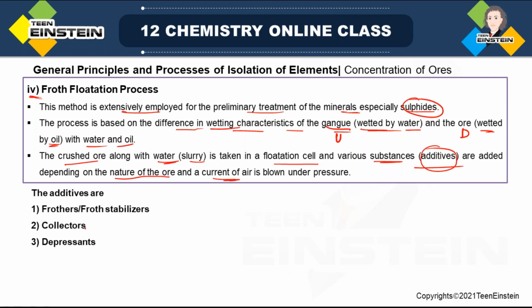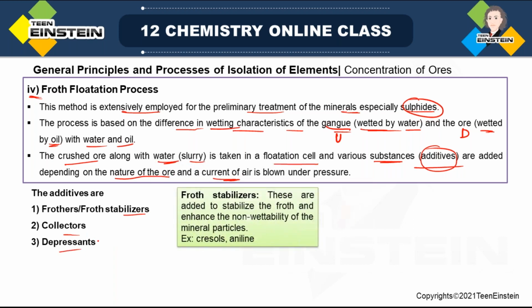So the additives are called frothers or froth stabilizers, collectors, and depressants. We will see each of them one by one. Froth stabilizer: from the name you can understand, these are added to stabilize the froth. So this is the first reason. The second reason is that it is also used to enhance the non-wettability of the mineral particles. That means it decreases the solubility in water. That means it is increasing non-wettability.